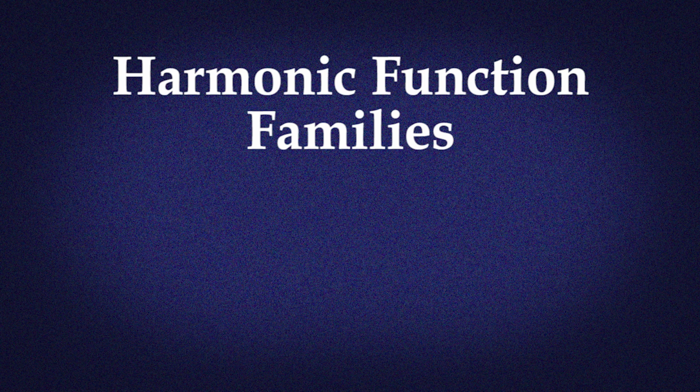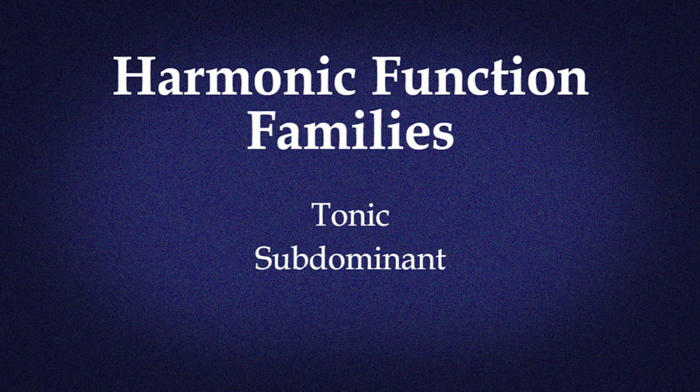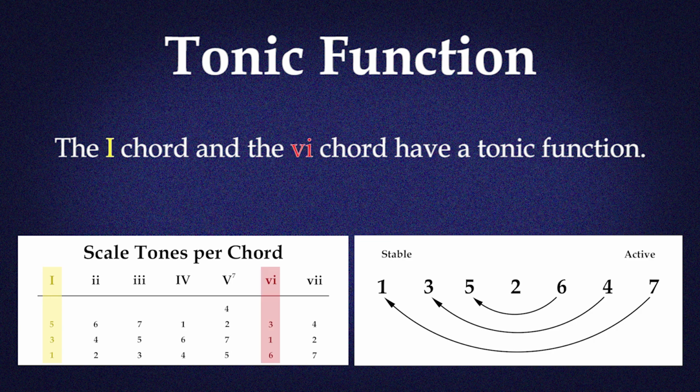There are 3 groups or families of harmonic function: tonic, subdominant, and dominant. The 1 chord and the 6 chord have a tonic function. The 1 chord is made up of the 3 most stable scale tones, the 1, 3, and the 5, and the 6 chord is made up of the two most stable tones, the 1 and the 3, and one moderately active tone, the 6. This makes these two chords each rather stable.